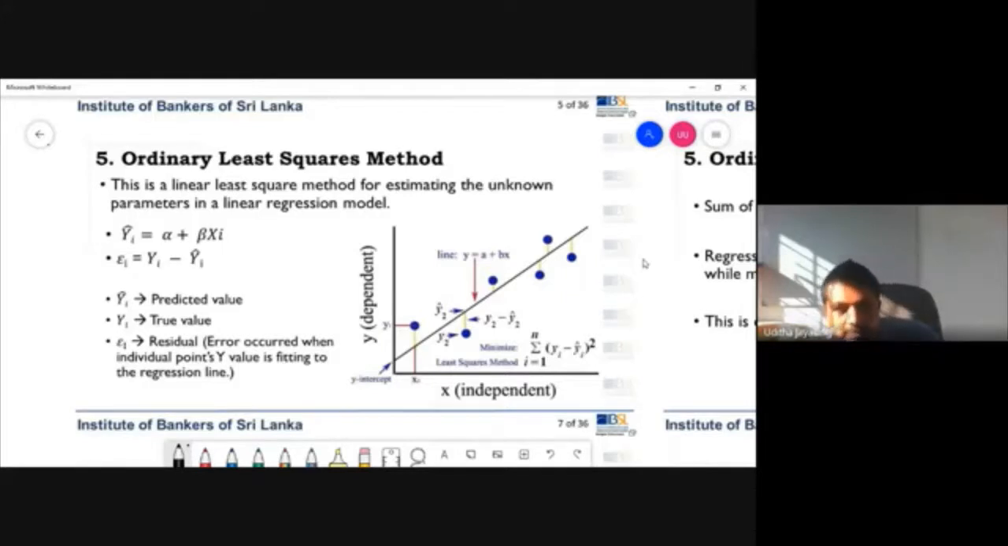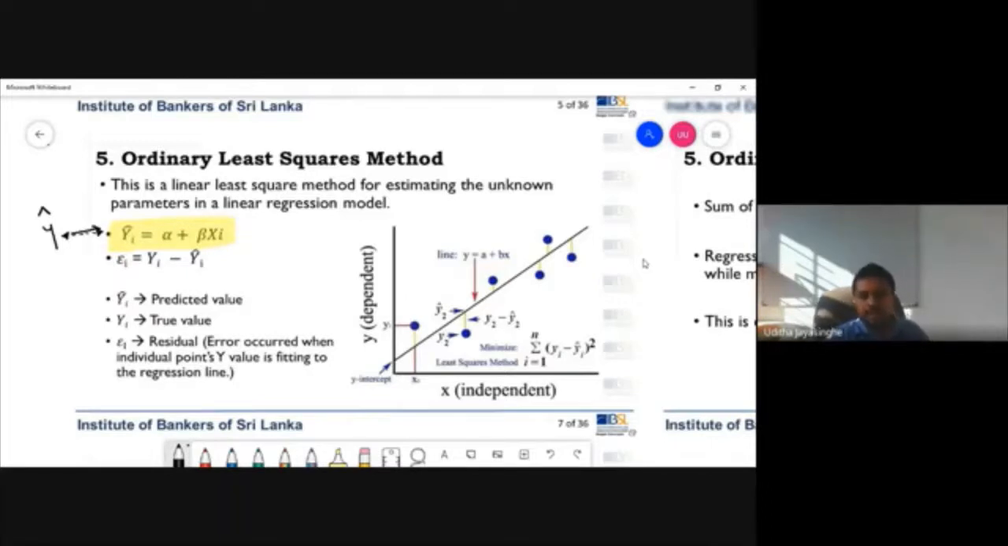The ordinary least squares method is a linear least squares method for estimating the unknown parameters in a linear regression model. So far, we have given ourselves the introduction to y equals alpha plus beta x. But if you carefully look at this equation, you can find that instead of y, I have put y hat. You will understand why I have changed from y to y hat in a little while.